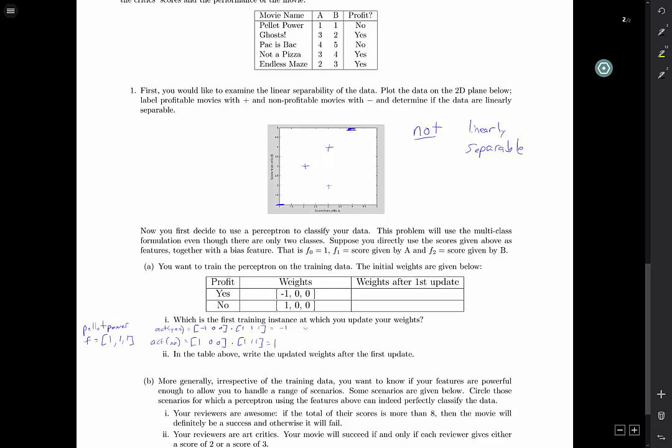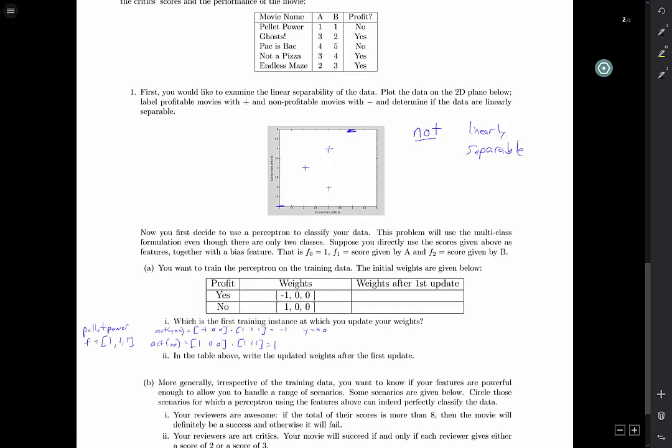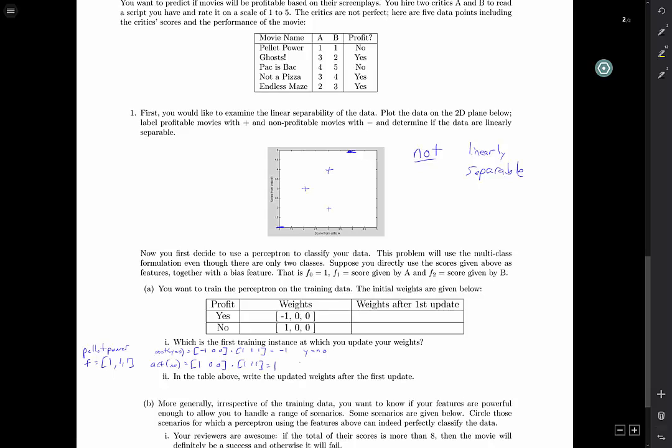So my label y equals no. And what was the actual label? Well, if I look at my data, y star equals no. So I don't update the weights on this sample, because there's no error. So now we continue. So now we use the data point Ghost.